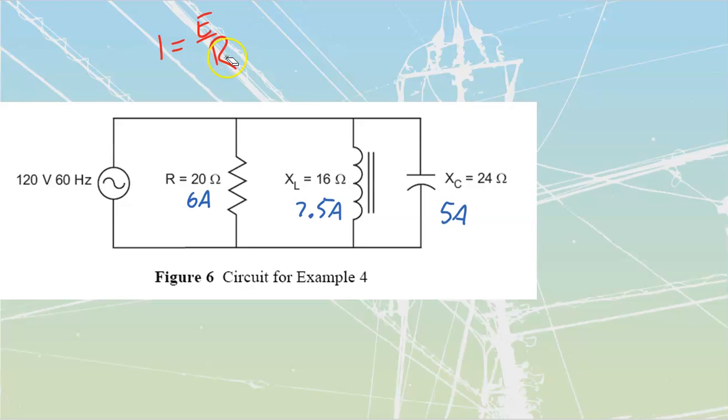Let's start by converting everything now into power. Same format as what we've done before, E squared over R.